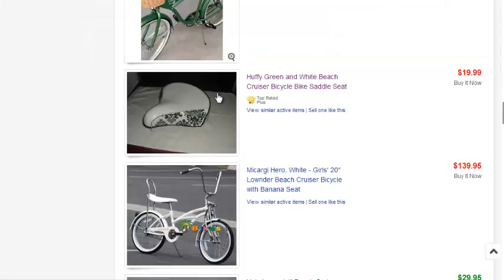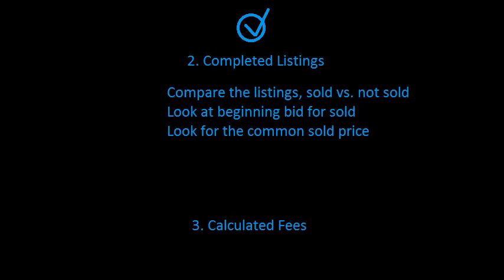Make sure you're paying attention to what the product started at and what it ended at. You really want to find out how much you need to sell your product for to stay competitive. Now what we're going to take a look at is the common sold price.